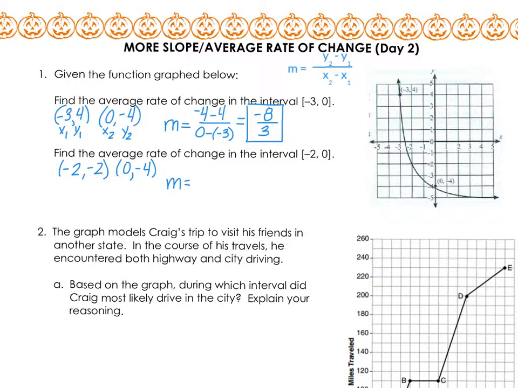So m equals, and then I'll do my y2. Again, you can label them if it helps you. I'm going to use the second point that I wrote, so -4 minus -2, because that's y1, and that's divided by, since I started with -4, I have to start with 0 minus -2. When I put those in my calculator, remember we simplify the numerator, simplify the denominator, and I get -2 divided by 2, which is -1. So -1 is my slope for this interval.